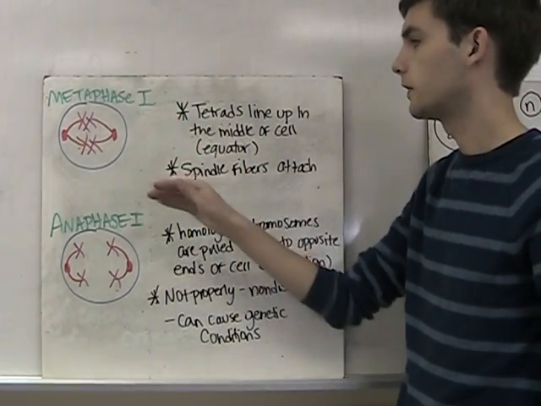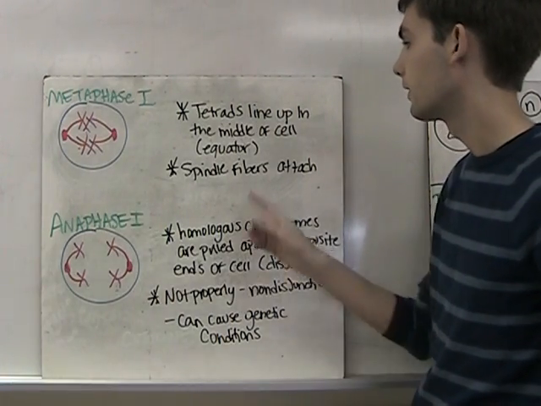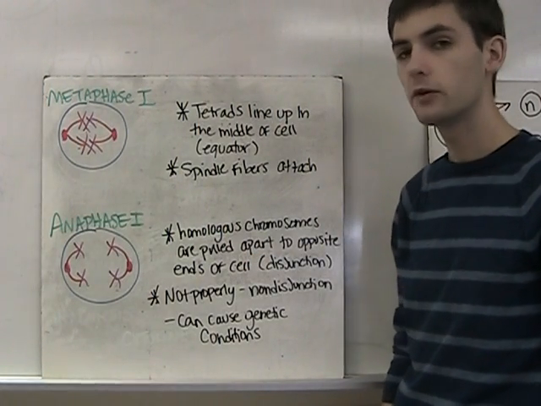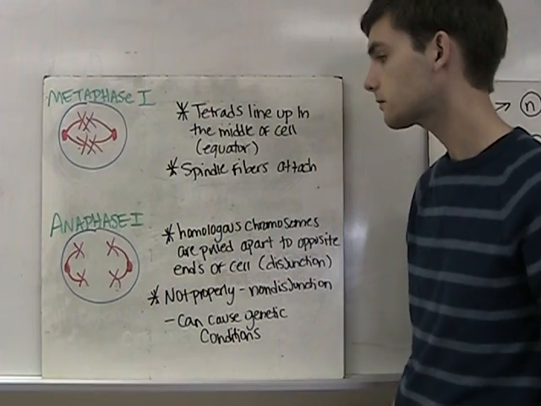Metaphase 1 is when the tetrads, or the 2 homologous chromosomes joined together, line up in the middle of the cell, also known as the equator of the cell. The spindle fibers will attach to the homologous chromosomes at the centromeres.